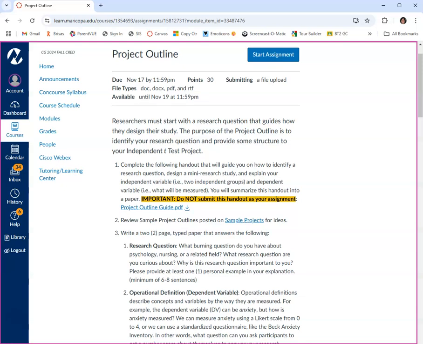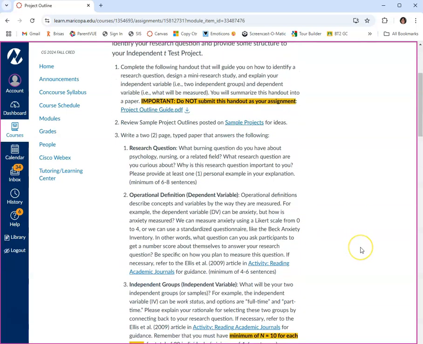There is one additional assignment this week because it's part of your independent t-test project. The project outline will identify your research question and provide some structure to your project. Now, this handout here, the project outline guide, will be extremely helpful in designing your project and completing this assignment. I strongly encourage you to review the sample outlines under sample projects posted on Canvas to understand my expectations for this assignment.